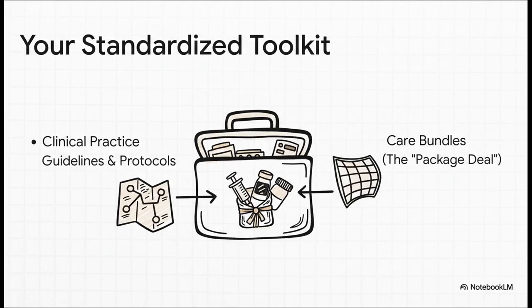First are the clinical practice guidelines and protocols. Think of these as our roadmaps, making sure everything we do is backed by research. Then you have care bundles, which are kind of like a package deal of interventions that work best when they're all done together. And finally, the one we're going to focus on, standing orders. These are your absolute safety net in an emergency.